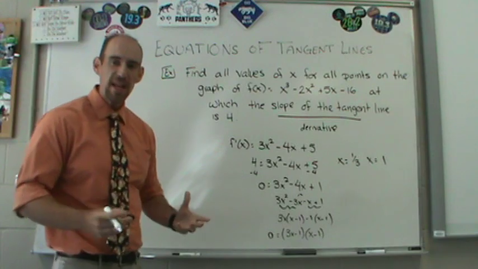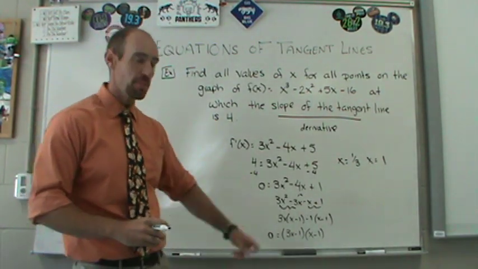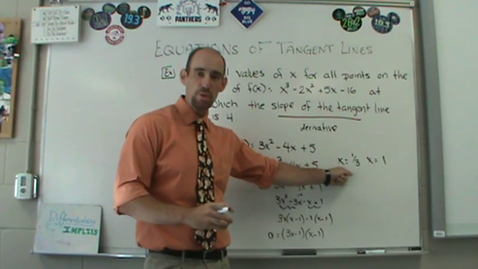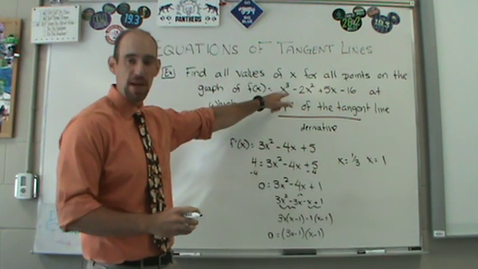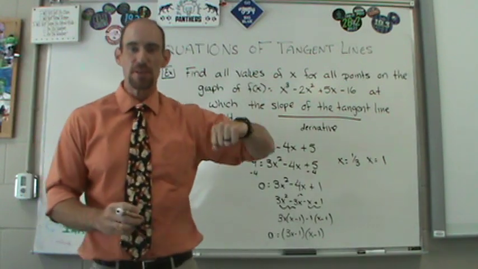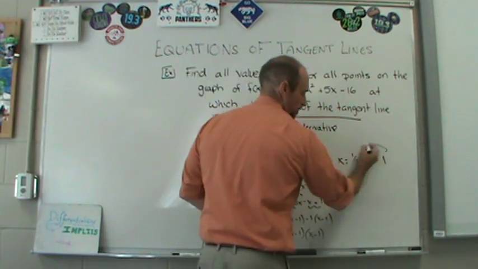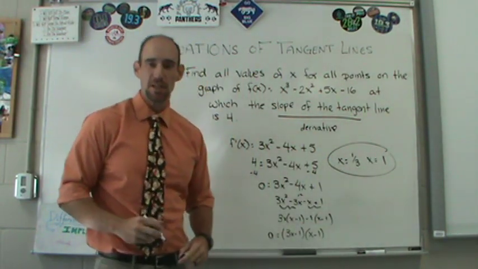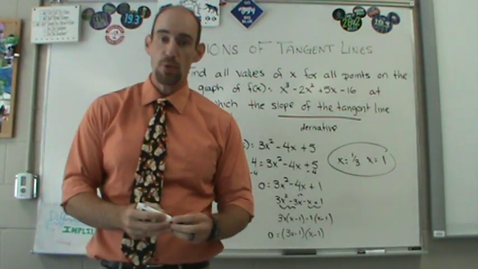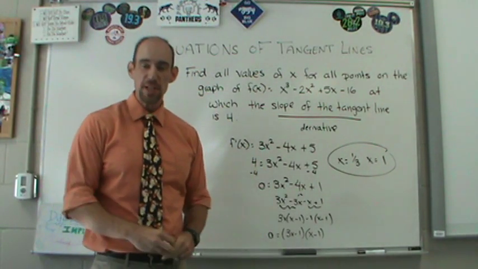But what if they asked for the actual points where the tangent line has a slope of 4? If they needed the points, I would have to take those x values and plug them back into my original function, but this is a bit excessive. We're not going to do that for this problem. We only have to do the x values. So this right here is my final answer. That's where the tangent line is going to have a slope of 4. That's really all there is to equations of tangent lines.